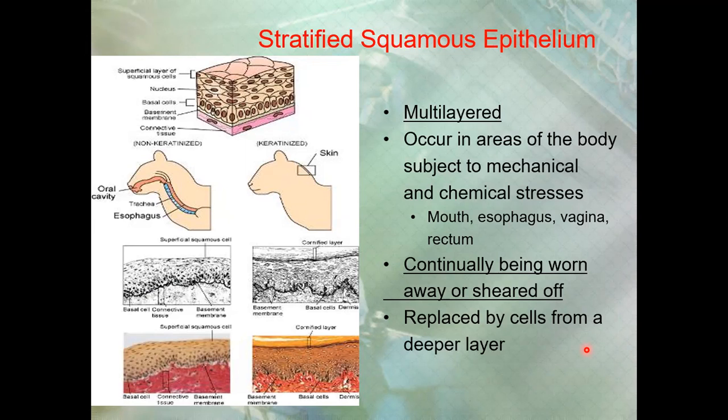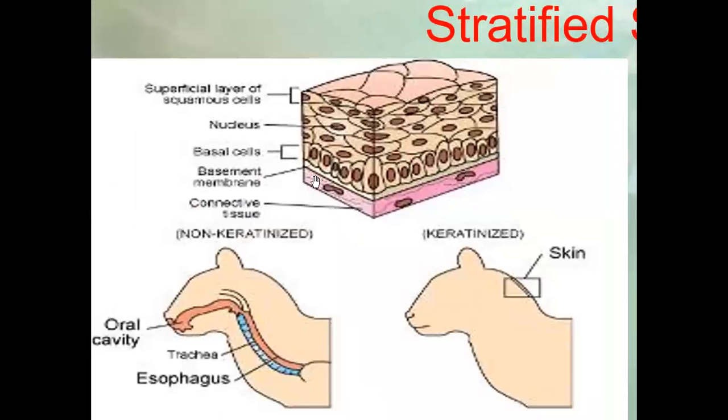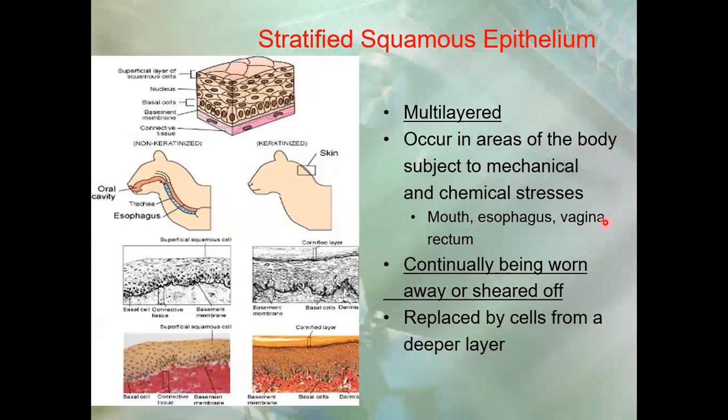Here you can see, right here, here's our basement membrane. Here's our first layer of cells, and you can see the squamous cells don't start out squamous. They start out kind of round. But as they move closer and closer to the surface, they get thinner and thinner until eventually they just fall off. So they're constantly being worn or sheared away.